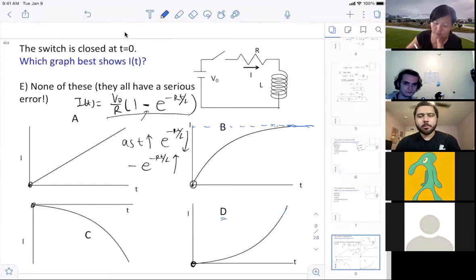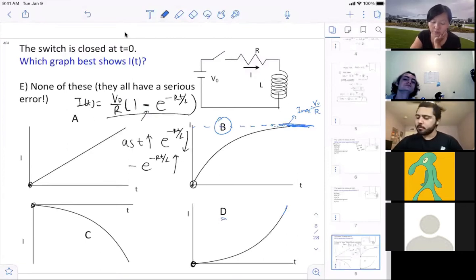Very good. And so if I ask you, what do you think that final current would be? What would you say? What is this final plateau? There must be a value. Do you know this value? V over R. V over R, very good. And that would be the current if you have just the battery and a resistor.